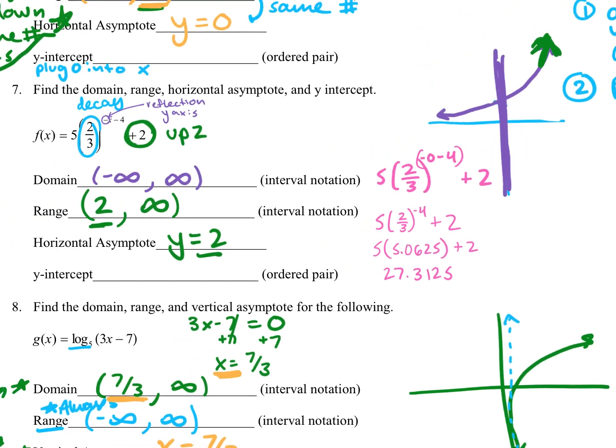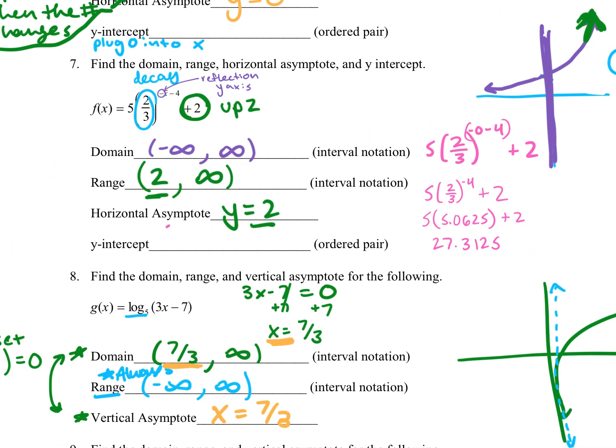27.3125. Our y-intercept has to be an ordered pair. The value we found is the y. So our y-intercept would be 0, 27.3125.